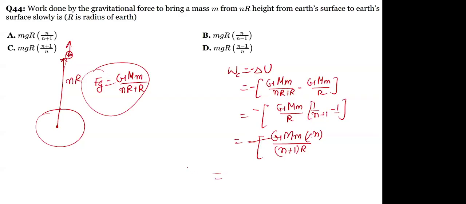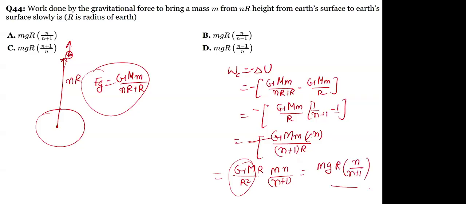So it is coming out as GMm upon R, which is G capital M over R into small m into n upon n plus 1. Now you multiply with R and divide with R, so it will become GM upon R square. GM upon R square is nothing but small g. So it is coming out as mgR n upon n plus 1. So option A is the correct one.